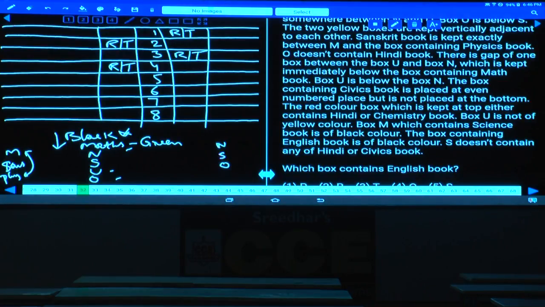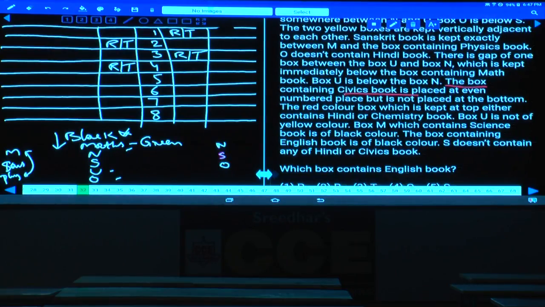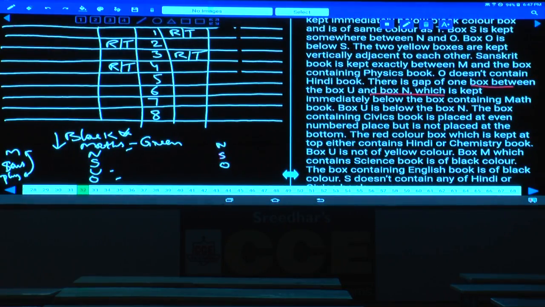As black, maths, N, S, U, O, and the box containing civics books is placed at an even number place. Red color box which is kept at the top. Now what is the color here? Red color box is at the top. Red is where? Red must be at the top. Red which is there at this place. As red is there at this place, then tell me what is the box.